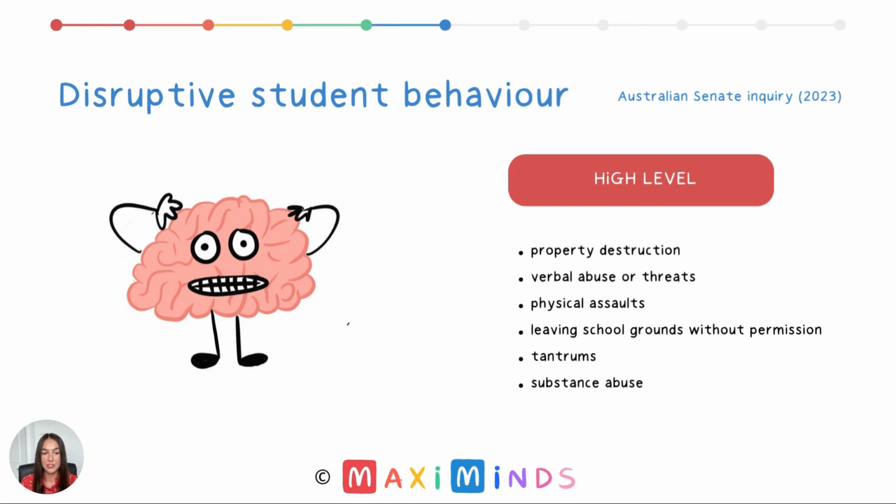On the flip side, there's of course a high level of disruptive student behaviour, and you may see this, but I'm sure that there probably wouldn't be a lot of this at KRB, which is property destruction, verbal abuse and threats, physical assaults, leaving school grounds and truancy, tantrums, and particularly substance abuse.